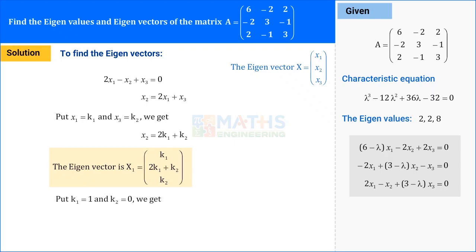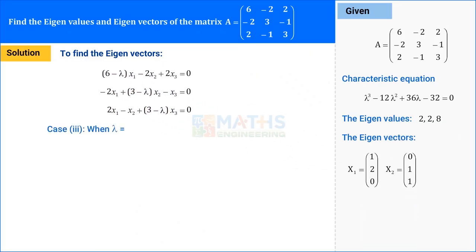First we substitute k1 is equal to 1 and k2 is equal to 0. So that our x1 becomes 1, 2, 0. And to find the eigenvector for the second eigenvalue lambda is equal to 2, we substitute k1 is equal to 0, k2 is equal to 1, we get x2 as 0, 1, 1. We get two eigenvectors for the value lambda is equal to 2.